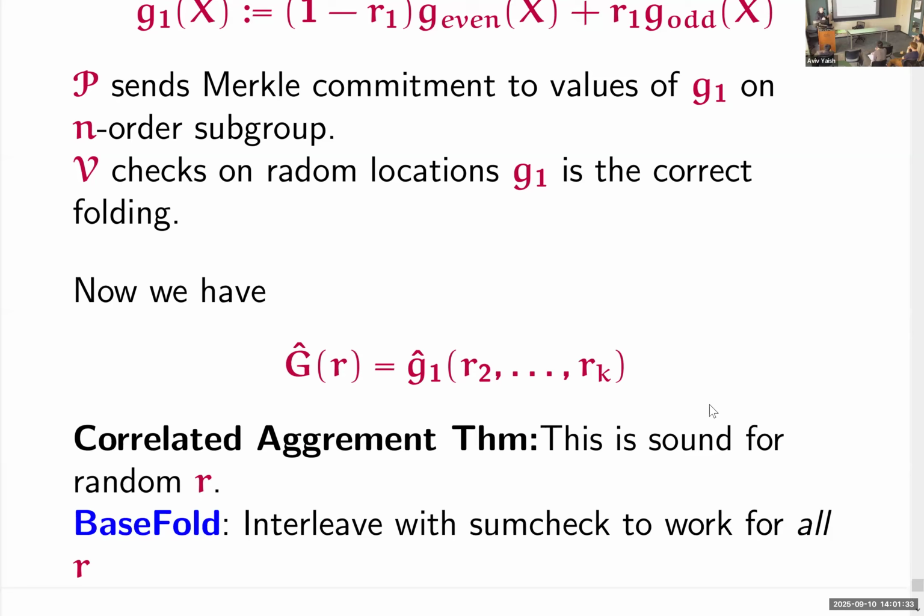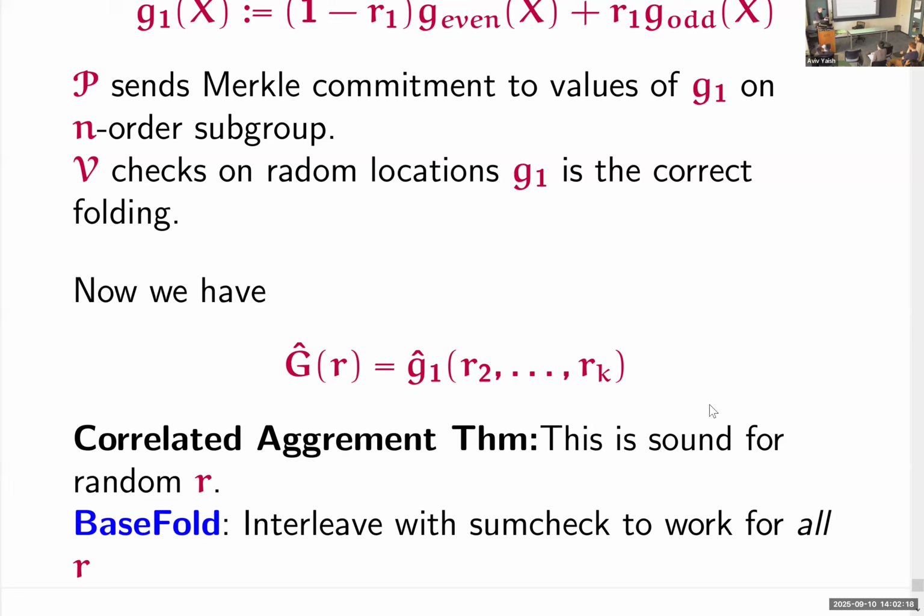But okay, and now a lot of research over the last few years has been around the question of how much these random consistency checks between G and G1 really ensure the soundness of this whole thing. And this very interesting thing called the correlated agreement theorem of Ben-Sasson et al. shows that with very good parameters, this scheme is sound for random R. For most R's, there'll be some bad R's, but for most R's, this will work well.